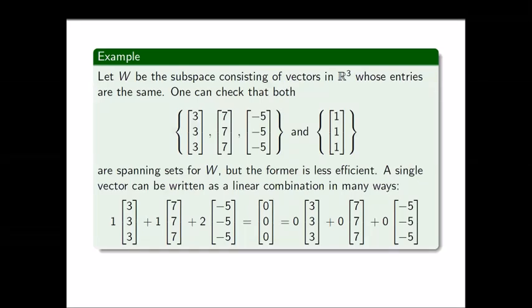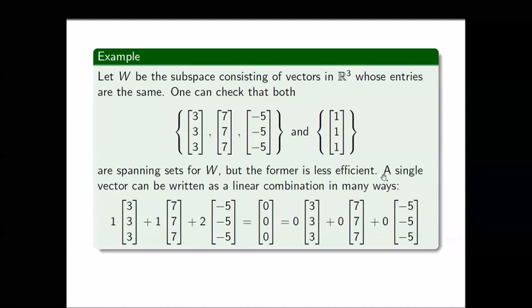So let W be the subspace consisting of vectors in R3 whose entries are the same. So W contains all possible vectors which have all the same entries in the three coordinates. One can check that the set containing the vectors (3, 3, 3), (7, 7, 7), and (-5, -5, -5), and the set containing the vector (1, 1, 1) are both spanning sets for W, but the first one is obviously less efficient because we are using three vectors to describe this set when we can just use one.